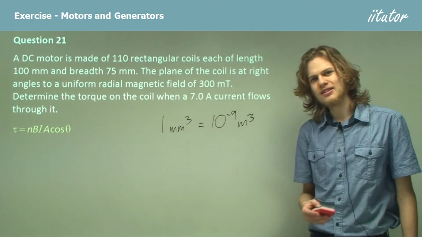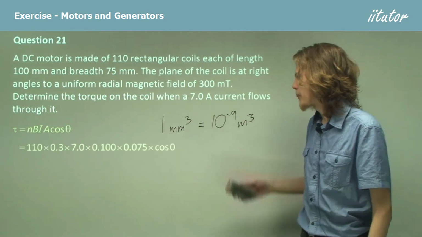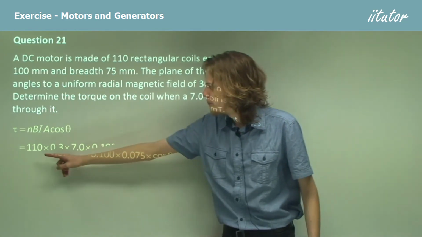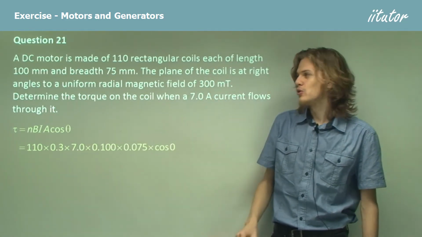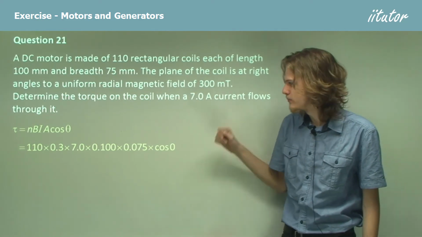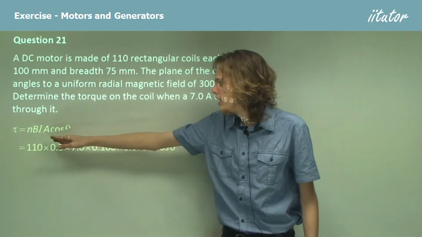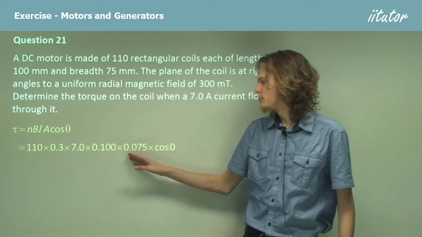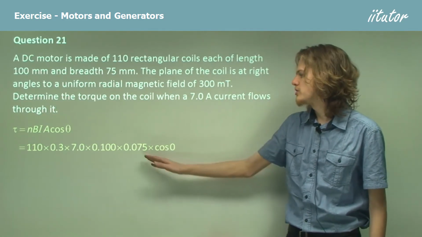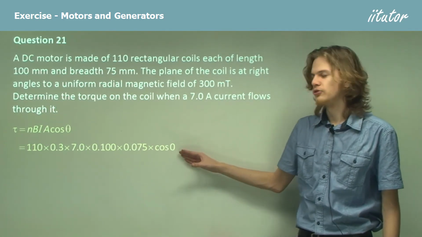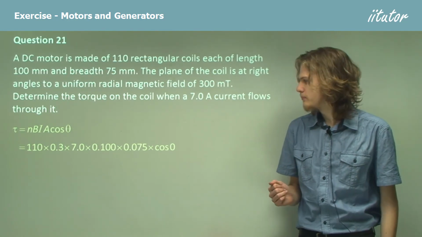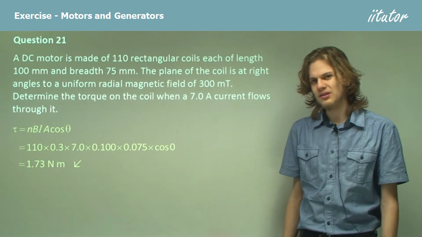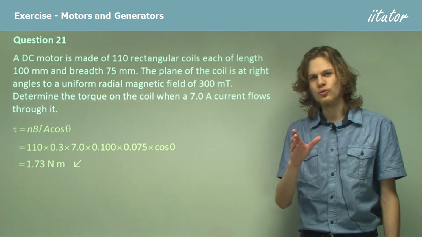All right, with that out of the way, let's actually do the substitution. We have 110 for the number of turns in the coil, 0.3 because we've converted our millitesla to tesla, 7 for the current, I, and our area is going to be 0.1 meters, which is 100 millimeters, times 0.075 meters, which is 75 millimeters. And of course, the cosine will just be the maximum value. So our answer here is 1.73 newton meters. Don't forget the units for torque, they're a little bit odd.